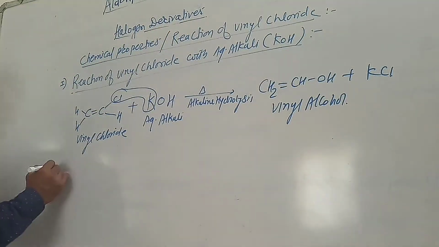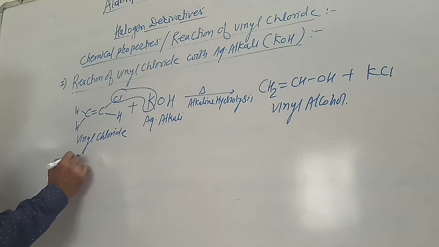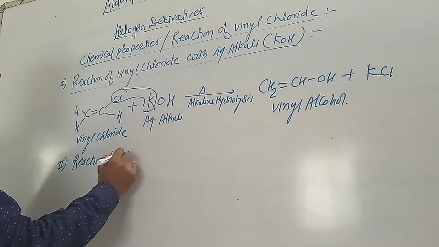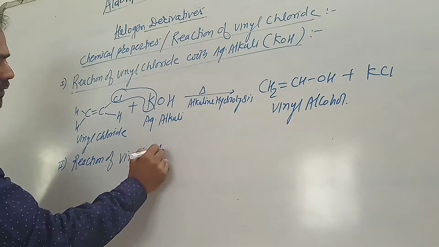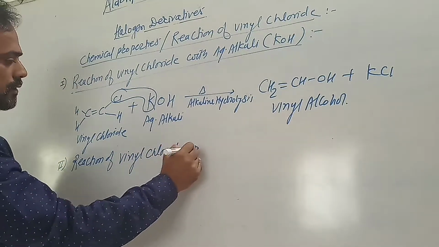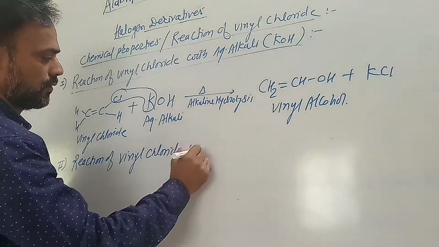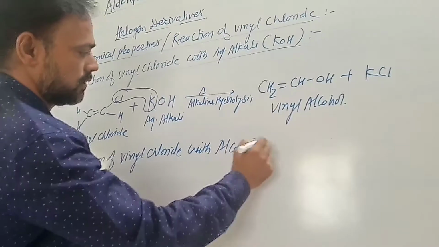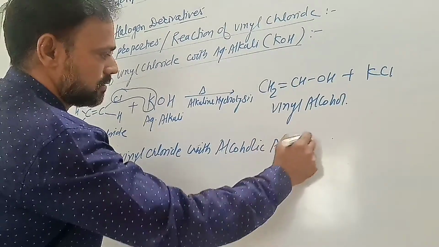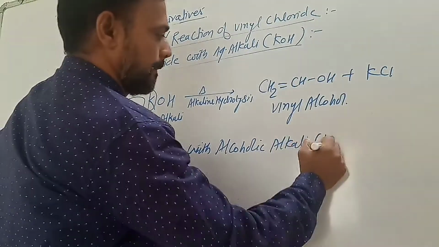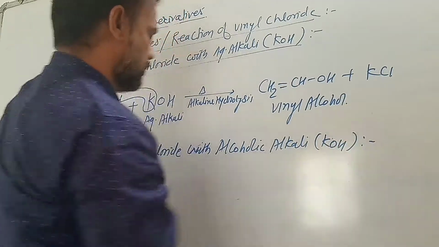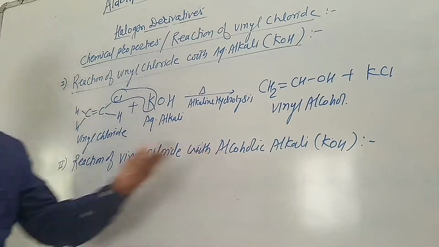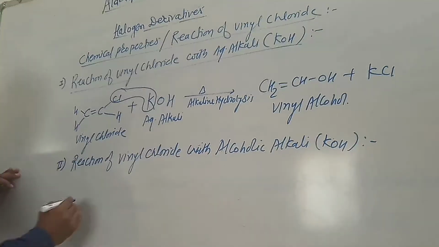In the same way, the second reaction is the reaction of vinyl chloride with alcoholic alkali, that is, the medium is alcohol. Whenever vinyl chloride reacts with alcoholic alkali, an elimination reaction takes place.